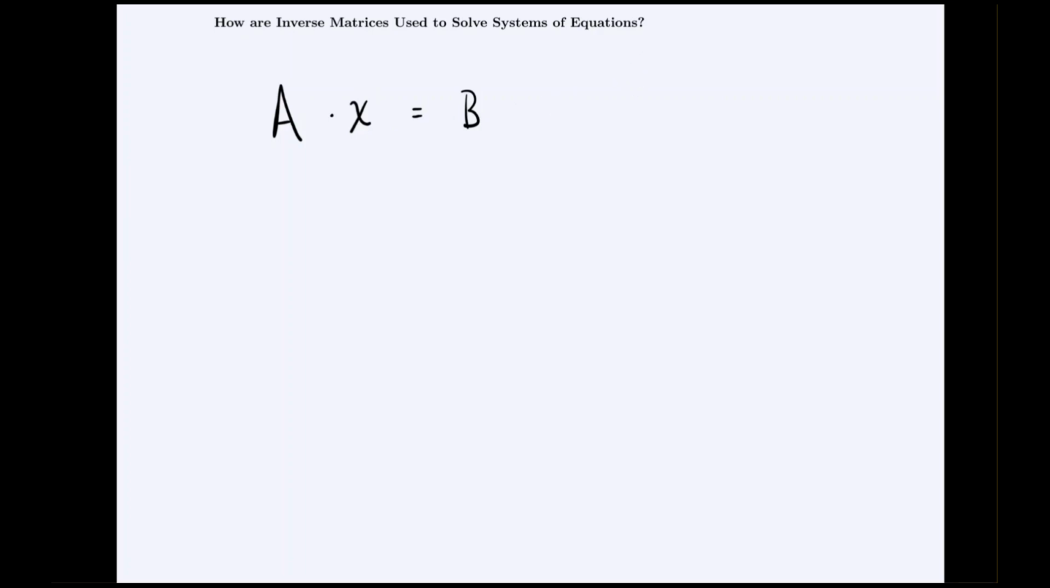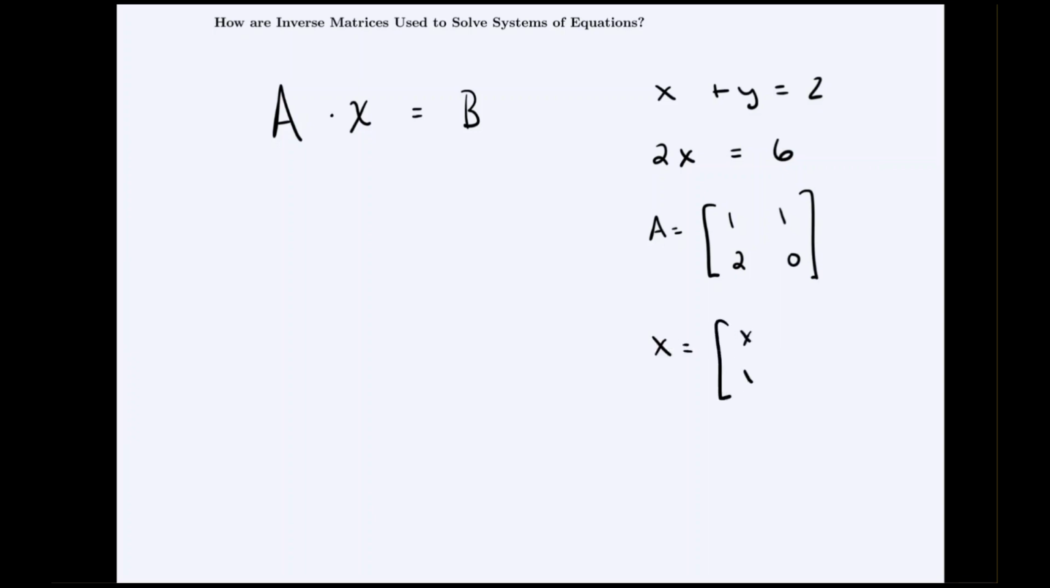So for instance, if I had the system of equations, that would translate to the matrix A being, okay, the X coefficients in the first column, so a 1 and then a 2, the Y coefficients in the second column, 1, 0. Matrix X is just the matrix X, Y. And then B in this case would be what it's equal to, 2, 6. And notice that in each case, the first row corresponds to the first equation.